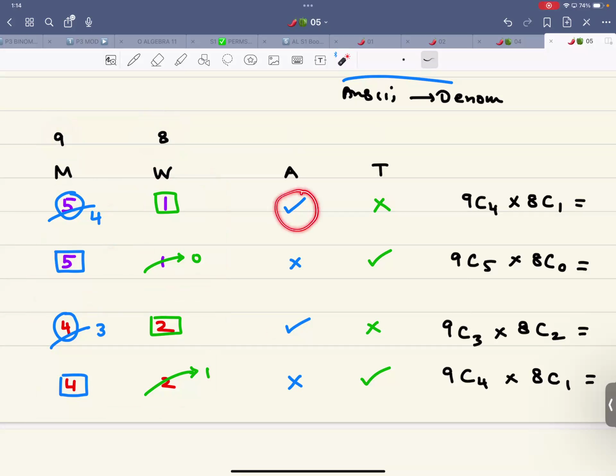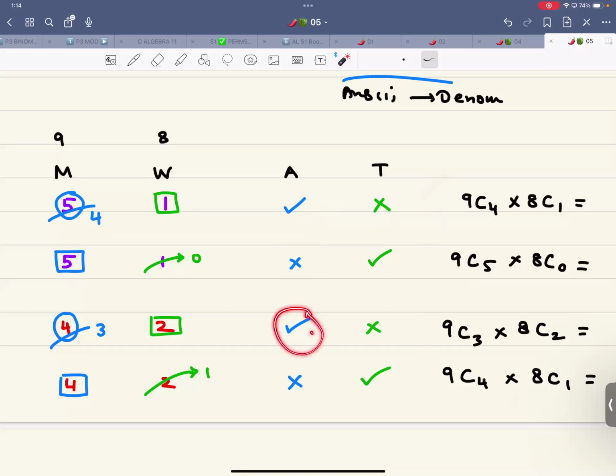Now, if Albert is chosen, out of 5, I just need 4. If Tracy is not chosen, this 1 remains as it is. If Albert is not chosen, 5 remains as 5. If Tracy is chosen, 1 becomes 0. Just focus on this. Do not focus on writing this out. That is the easy part.